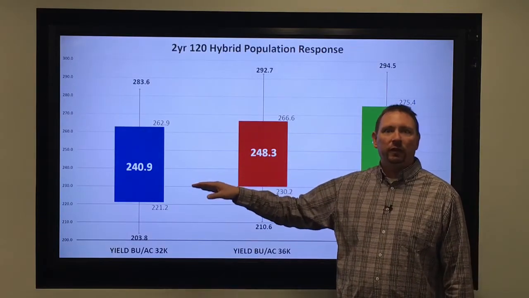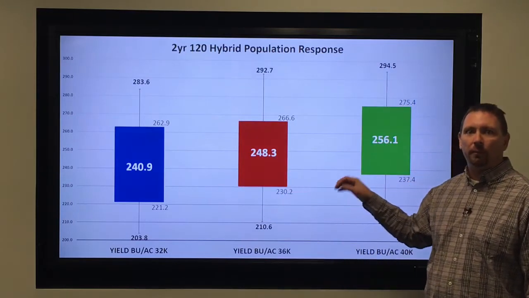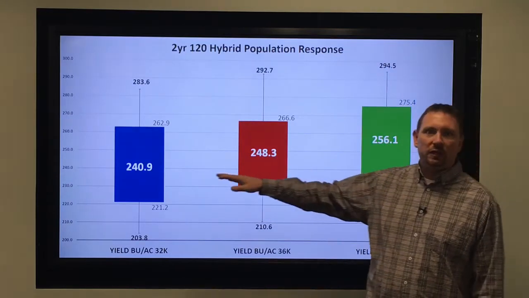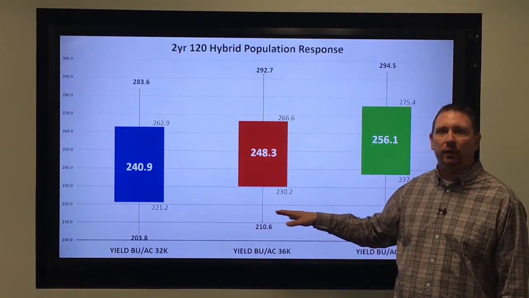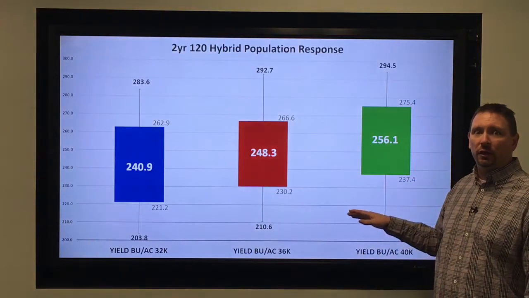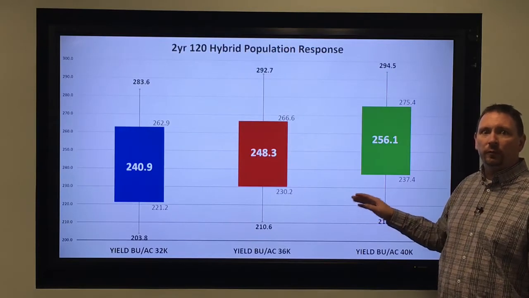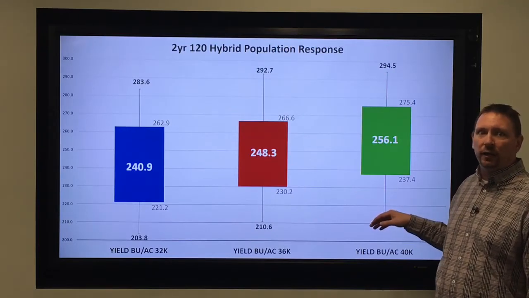The first is the yield increments as we jump up in planting population. We see about an 8 bushel increase from 32 to 36,000 seeds per acre and about another 8 bushel increase as well from 36 to 40,000 seeds per acre.